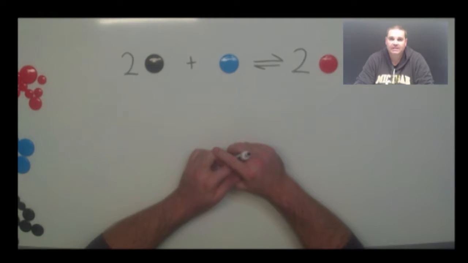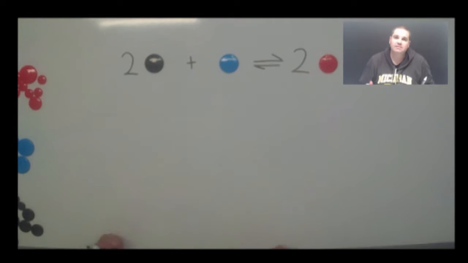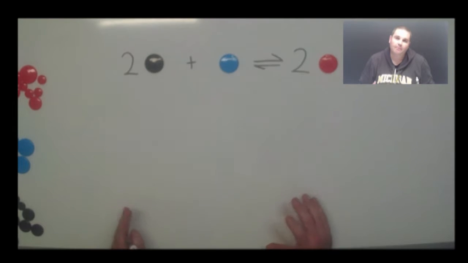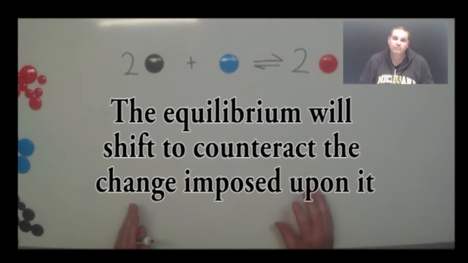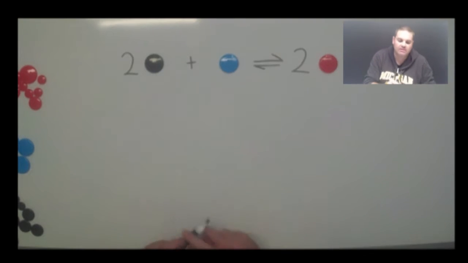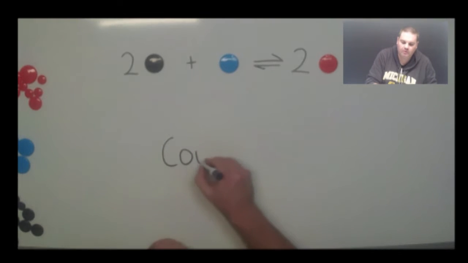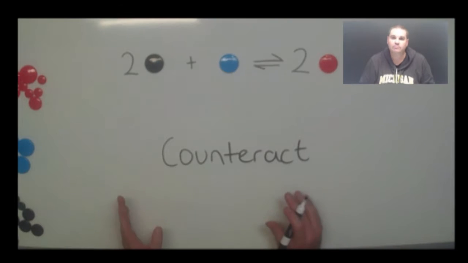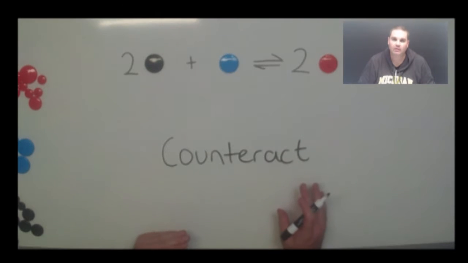So the principle of Le Chatelier is that a system at equilibrium will remain in that state unless acted upon by an unbalanced force. Basically what that means is that a system will move to counteract any change imposed upon it. So the key word you want to remember and use when you're talking about this is counteract. You want to talk about whether the equilibrium shifts to the left or the right.